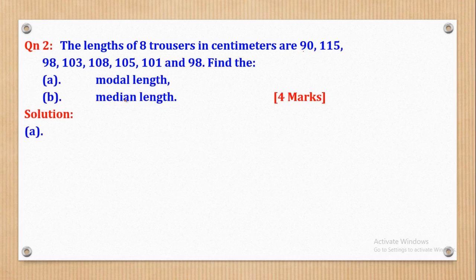So now we shall start with part A. Part A says find the modal length. First of all, modal length is the same as mode, and mode is the number with the highest frequency, or the number which appears most. Now let us see the frequency of these numbers.